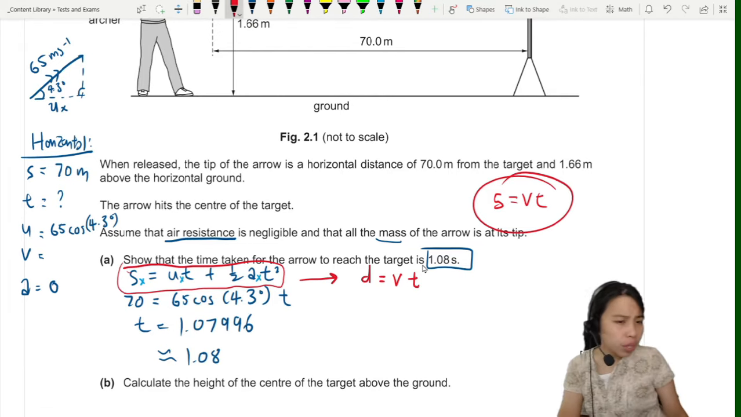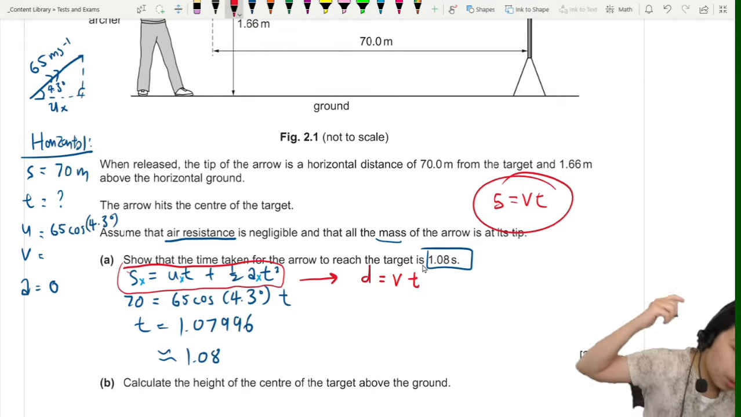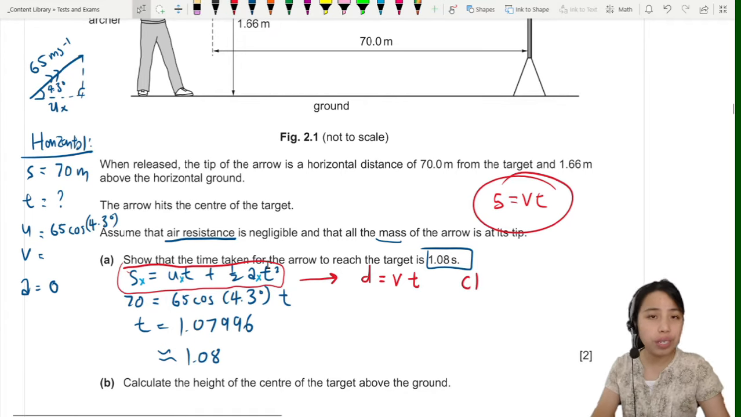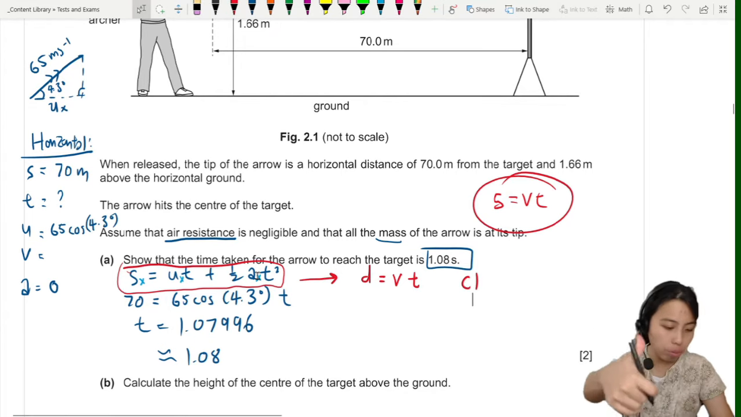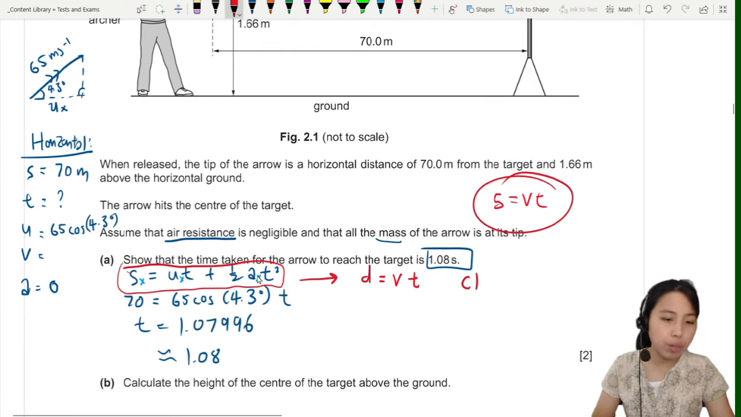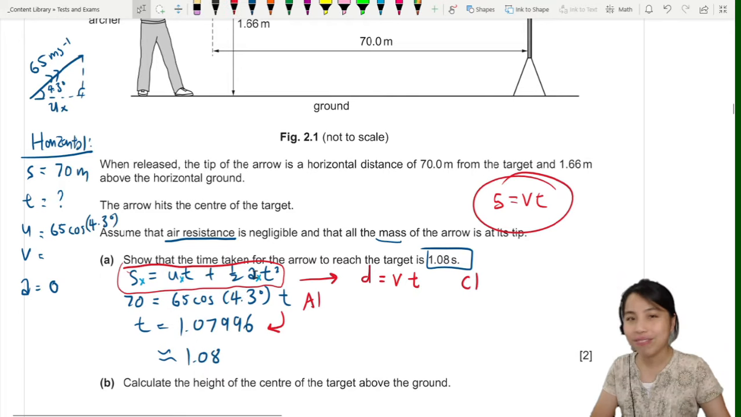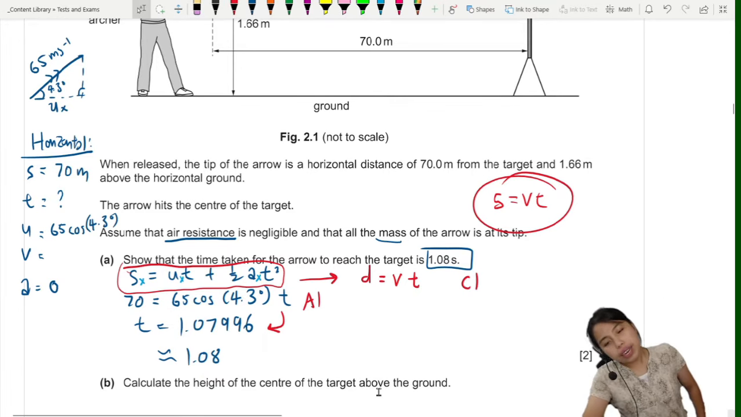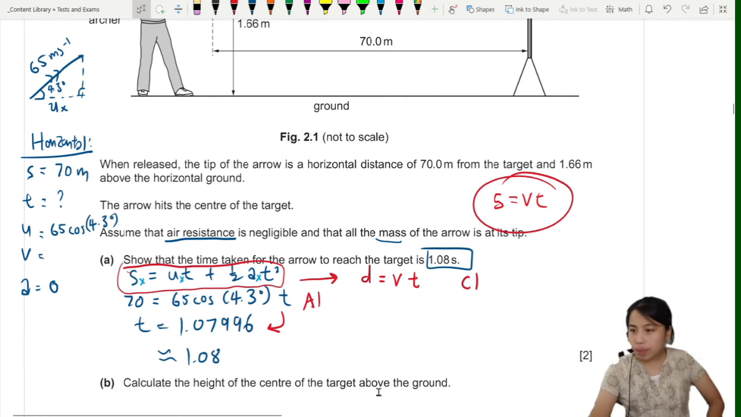Two marks: one comes from your equation, either version of this, d equals vt or the whole SUVAT equation, it's fine. And of course, you sub in your values to get the final answer. That's A for accuracy. All right, next, calculate the height of the center of the target above the ground.